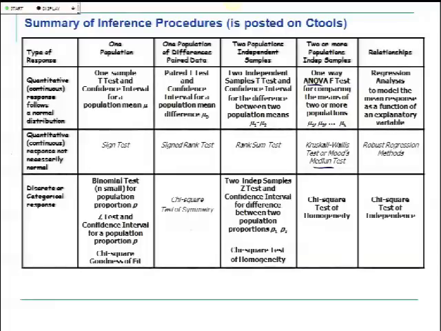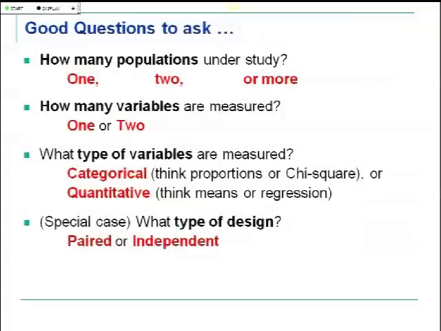The chi-square test of symmetry we didn't get to. It is the nice one to compare befores and afters when it's categorical. Do you favor or oppose before you see this video? Do you favor or oppose the issue now after you see the video? Categorical data, paired data. So I've got this list of questions that we've always talked through.